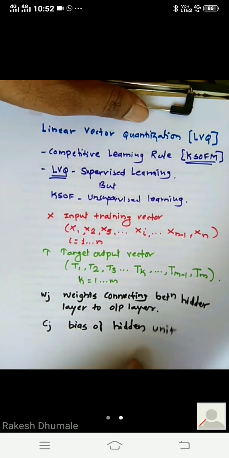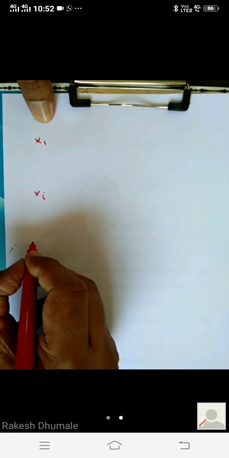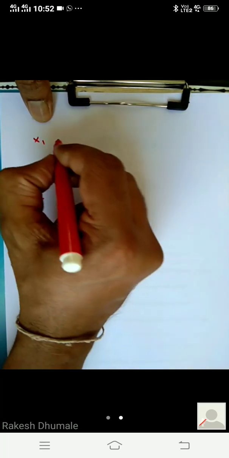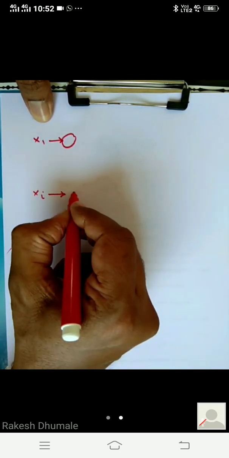Now here I will draw the structure of this LVQ. As I said, there are n inputs. I will show here x1, then xi, and xn. These are the n inputs, and these are the input nodes.